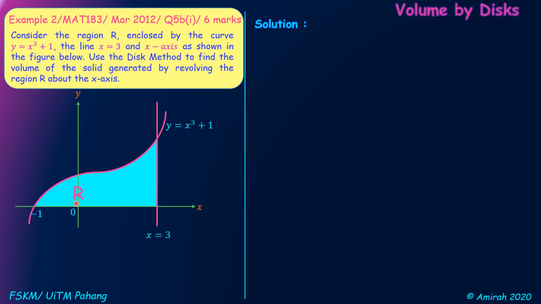Consider the region R enclosed by the curve y equals x cubed plus 1, the line x equals 3, and the x-axis, as shown in the figure below. Use the disk method to find the volume of the solid generated by revolving the region R about the x-axis. This is the axis of revolution.